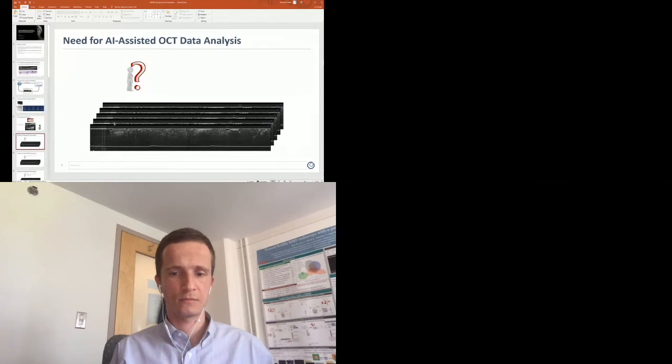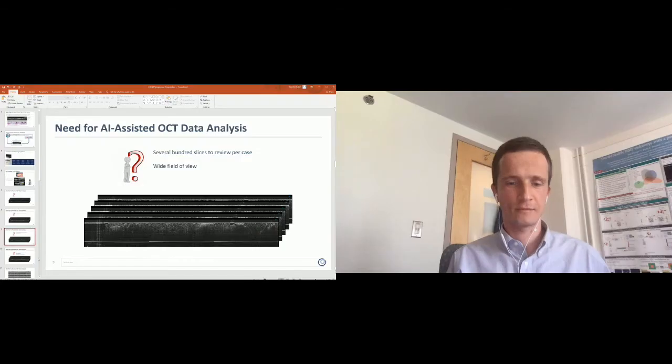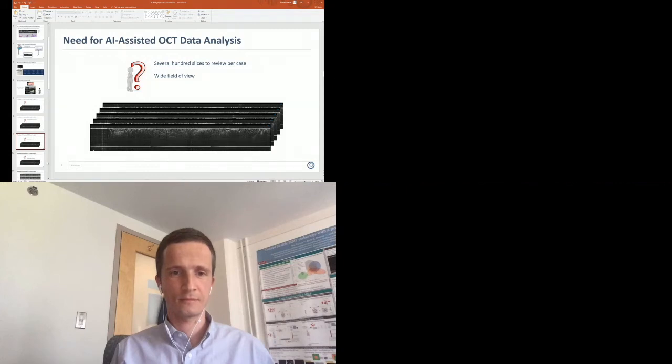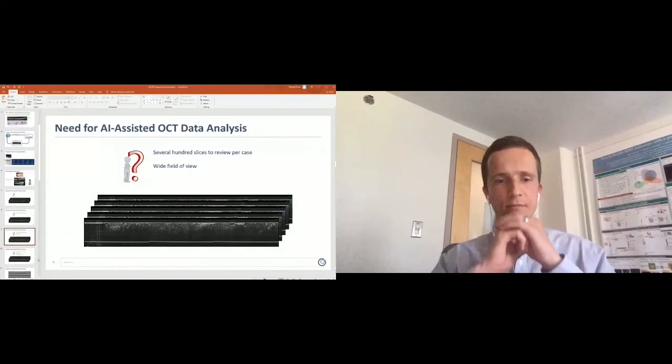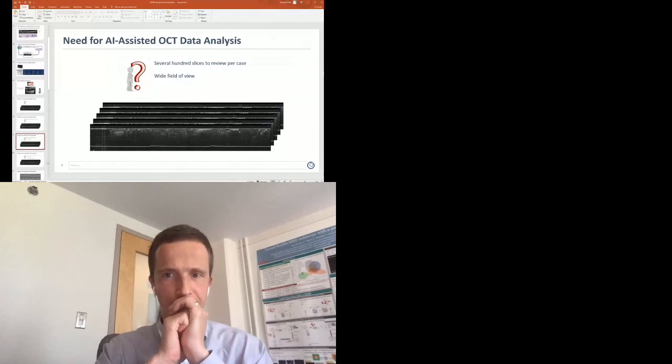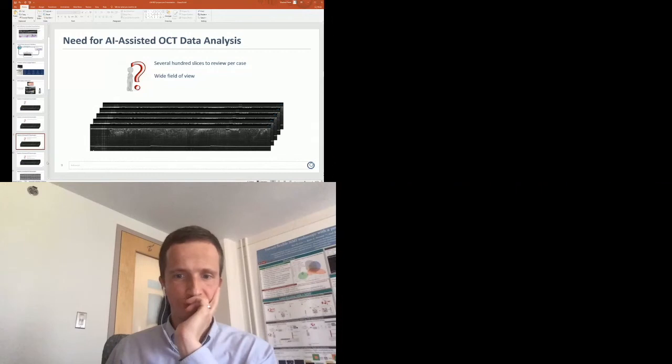In our particular application, we have several hundred slices to review per case. Another additional challenge is that there is a wide field of view. It means that our visual system is not very well tuned to cover the whole field of view. So the user typically would look at one part of the image and then scroll and then look at the other part, because it's impossible to cover the whole field of view.